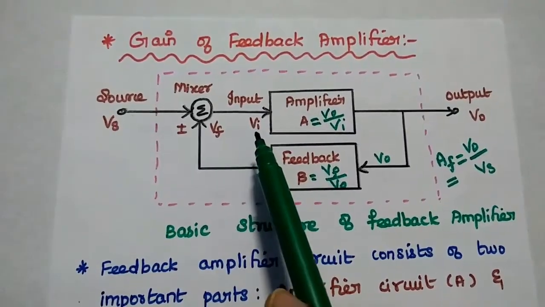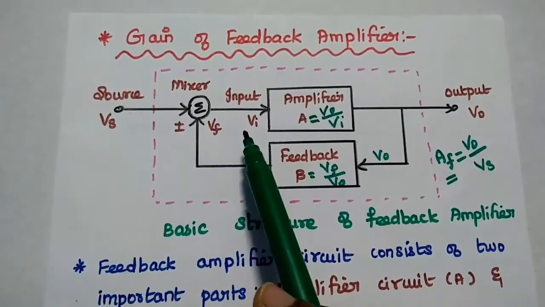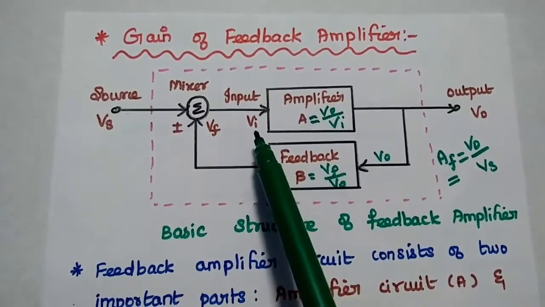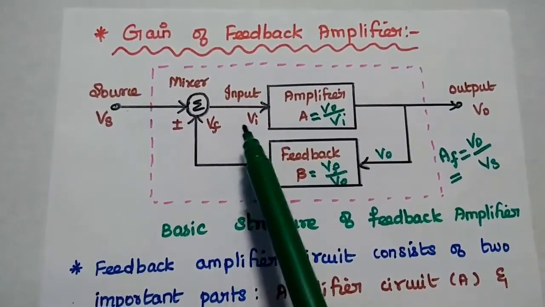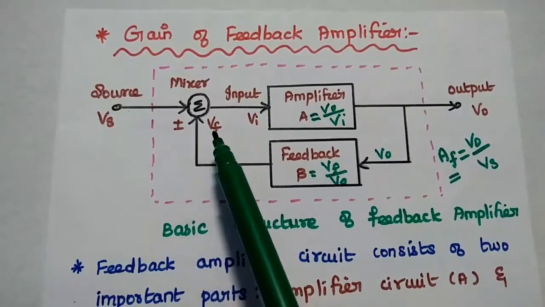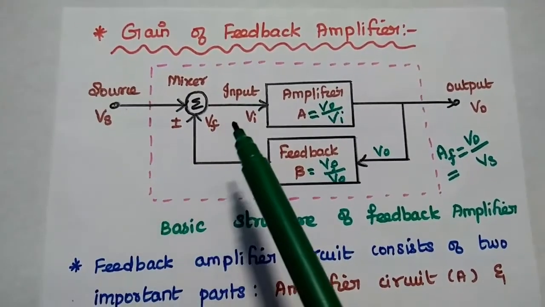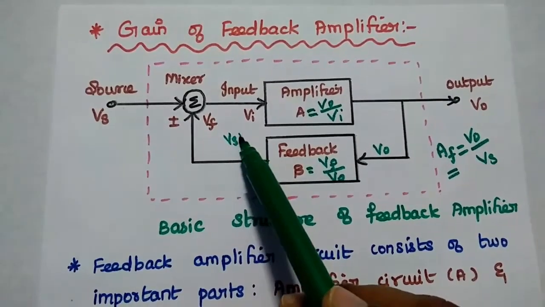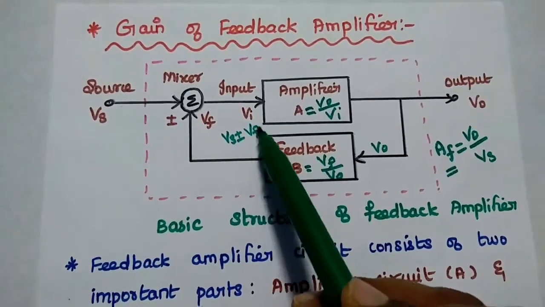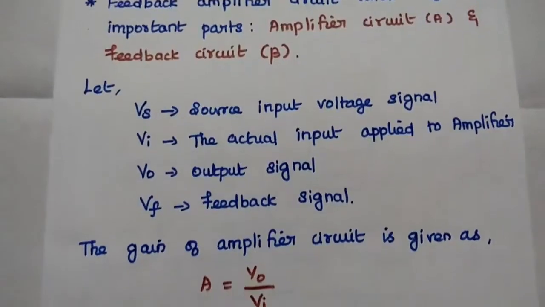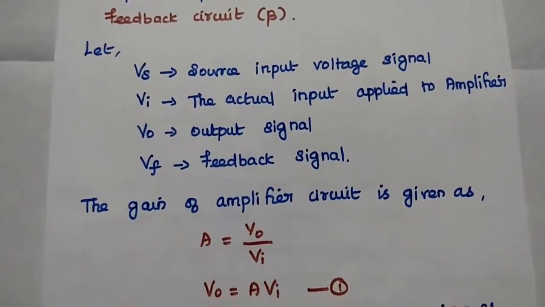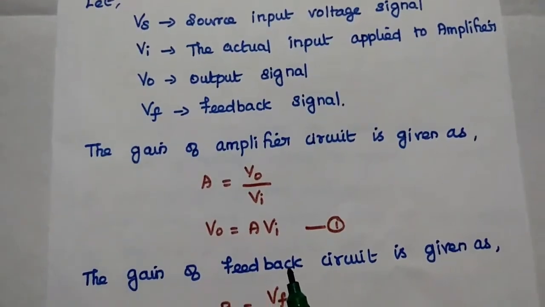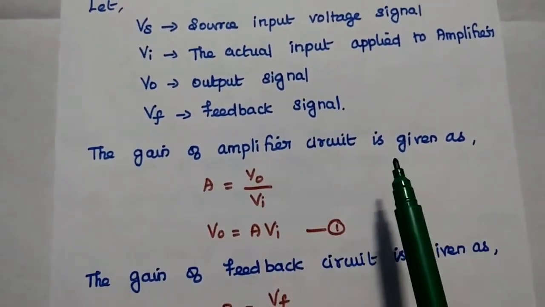Here, what is the value of this Vi? Vi is the actual input given to this amplifier. This Vi can be obtained by adding or subtracting this feedback signal from this Vs. So we can represent Vi is equal to Vs plus or minus Vf. Let Vs be the source input voltage, Vi the actual input applied to the amplifier, V0 the output signal, and Vf the feedback signal.